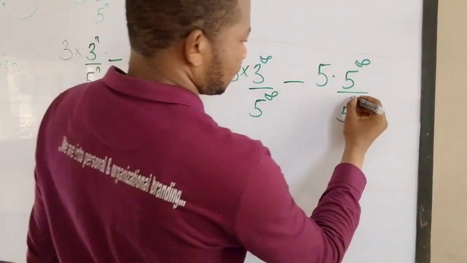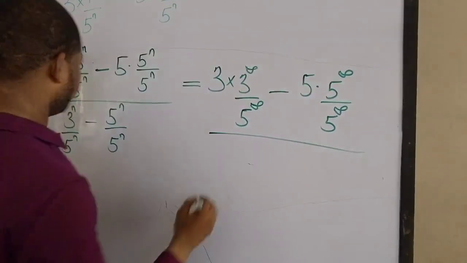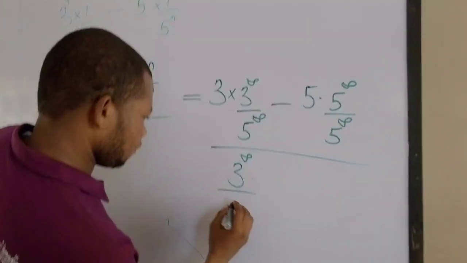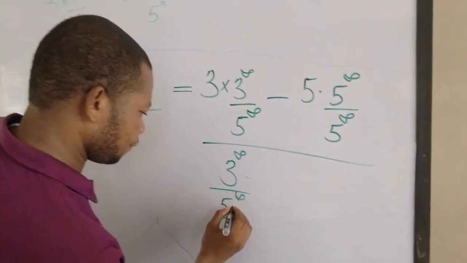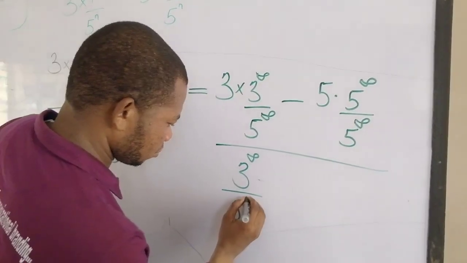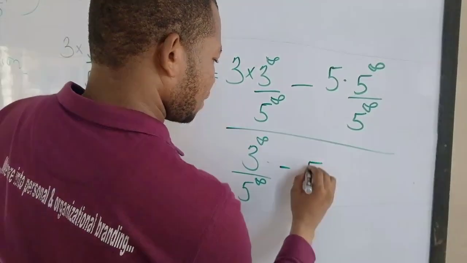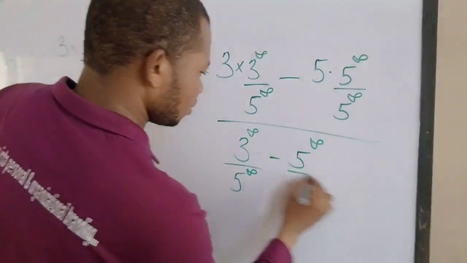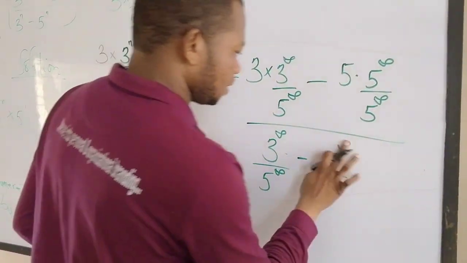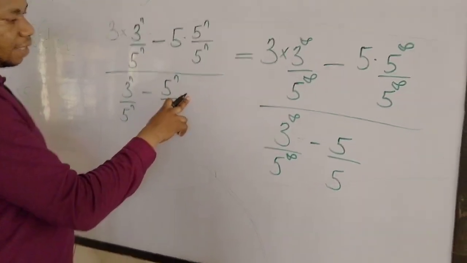Then all over 3 raised to power infinity over 5 raised to power infinity, and then minus 5 raised to power n over 5 raised to power n. There's no point putting infinity here because this is 5 raised to power n divided by 5 raised to power n. They are the same.